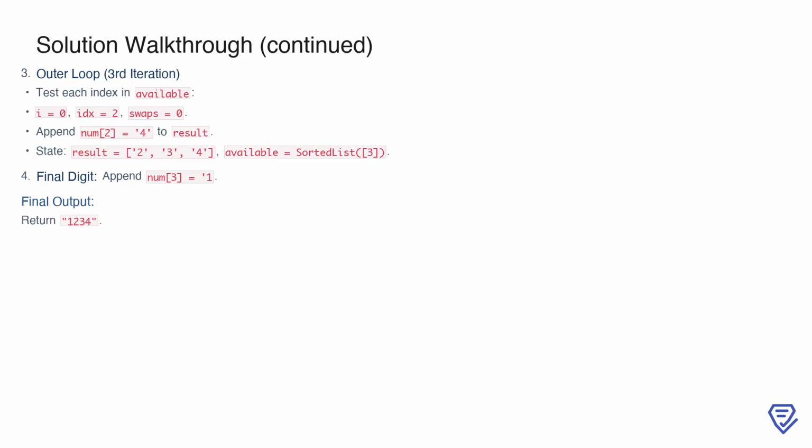Finally, with only one digit left, we append 1 to complete the result. At this stage, all digits have been used, and the result list is 2, 3, 4, 1. After converting this list back into a string, the final output is 1234, which is the smallest possible integer we can achieve with at most 2 swaps.